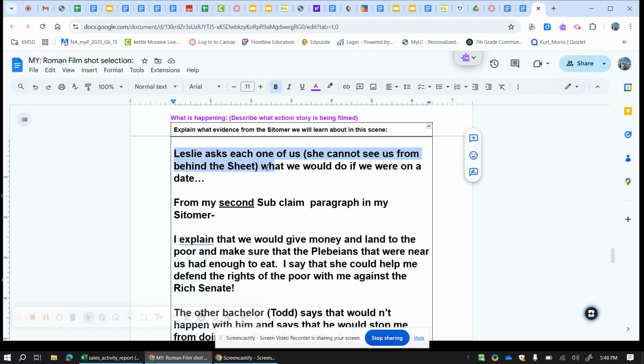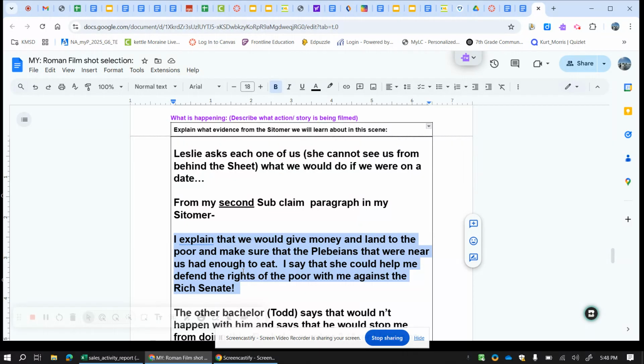Leslie asks each one of us, because once again she can't see us, what we would do if we were on a date with Lady Minerva. Well, she asked Bachelor number 1, that's me, what we would do. And I explained, for our date, hey man, this is what we're going to do. You and me, Lady Minerva, this is what we're going to do.